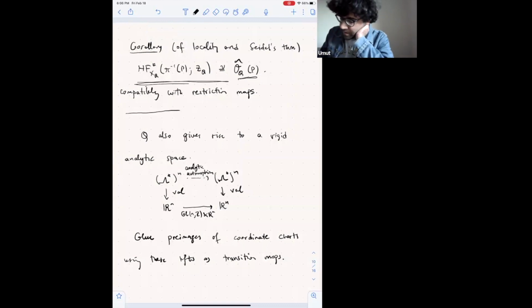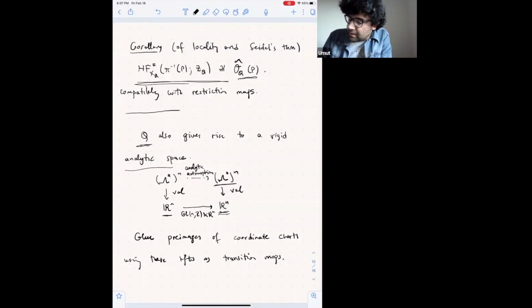Now, if you look at Q, this Q also gives rise to a rigid analytic space. This rigid analytic space has been considered by many people, and it's not difficult to construct. You look at this non-Archimedean torus, Lambda star to the n, which has a valuation map to R^n, some kind of non-Archimedean analog of the log map. And if you have an integral affine transformation of these bases, then you can lift it to an analytic automorphism of the rigid analytic torus upstairs.